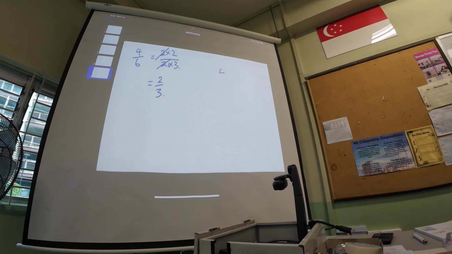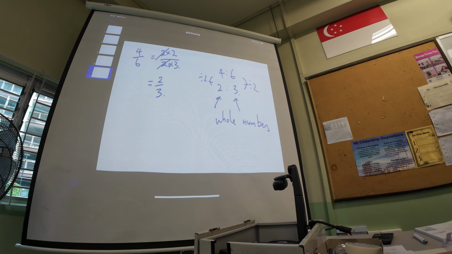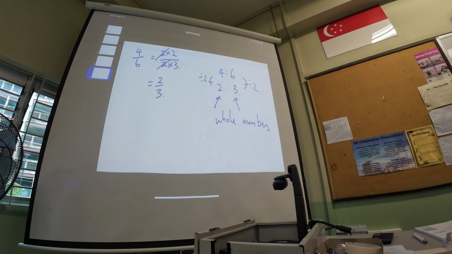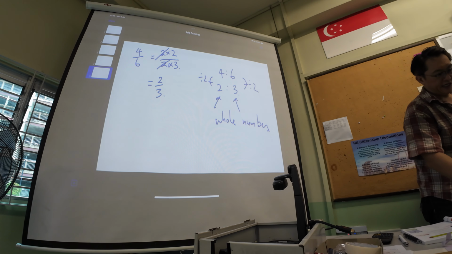Likewise for ratio. If my ratio is 4:6, I can also simplify it to 2:3 because I can divide both sides by 2. Okay? And then in ratio, we don't want decimals, we don't want fractions. All these numbers here, we only want whole numbers. So ratio has these few rules when we are simplifying. Okay, so with that, we can try some questions already.